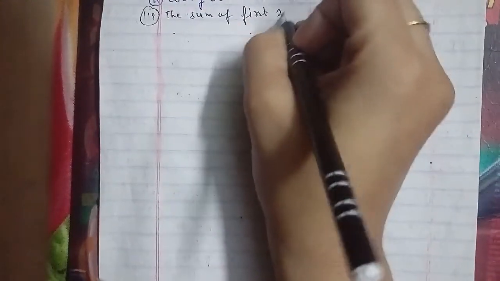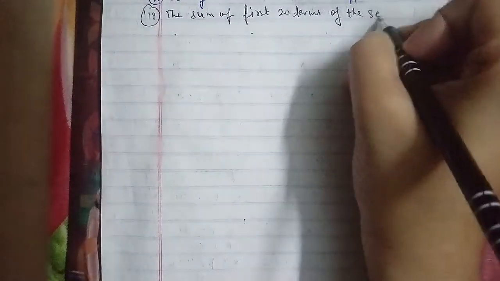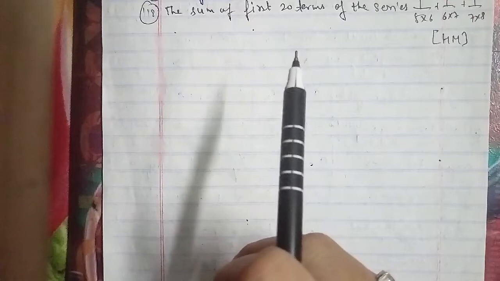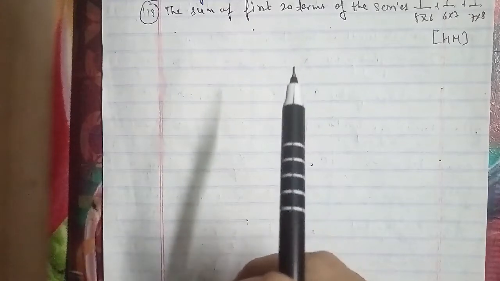So for that we have a question. I will just write down the question here, which is the sum of the first 20 terms of the series that we have 1 upon 5 into 6 plus 1 upon 6 into 7 plus 1 upon 7 into 8. This is a series here, and it has been asked in your hotel management question paper as well. The options for this are 0.16, 1.6, 16, and none of these. So we'll find out the solution for this as well.